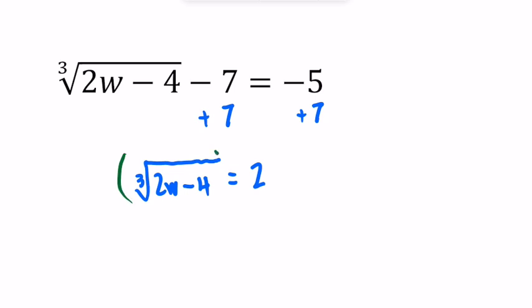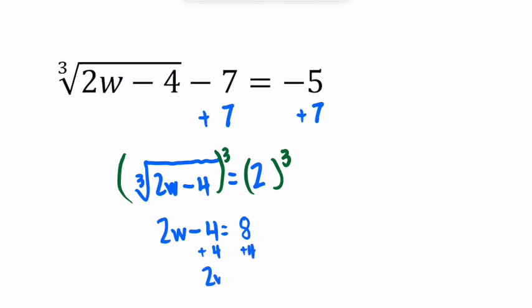Next, to get rid of the cube root, we put parentheses around both sides and raise both sides to the third. On the left, the cube root and the cube cancel out, and we're left with 2w minus 4. On the right side, 2 to the third power is 8. To finish, we add 4 to both sides, giving us 2w equals 12. Then we divide both sides by 2, and our solution is w is equal to 6.